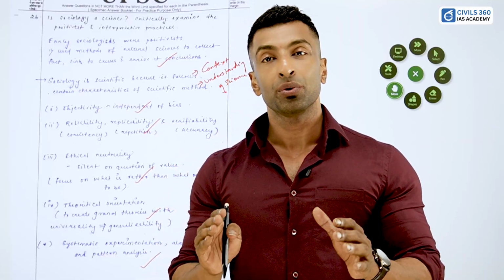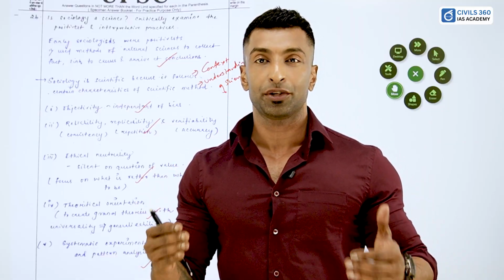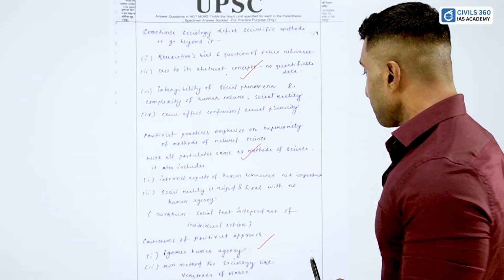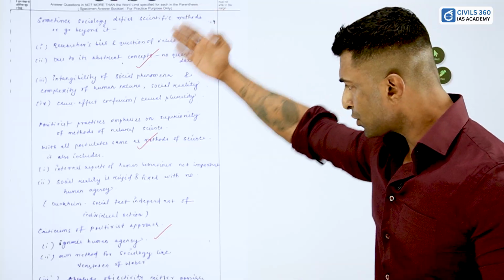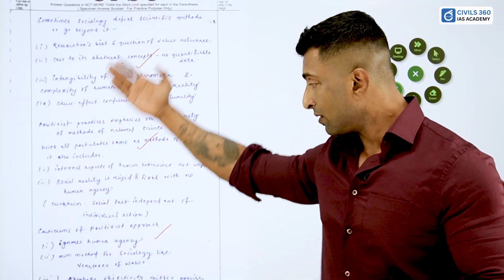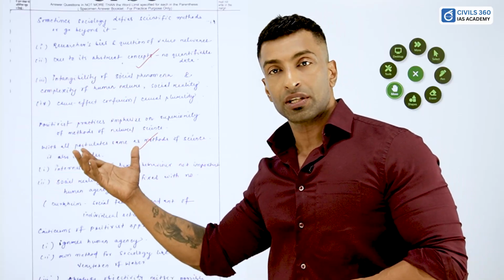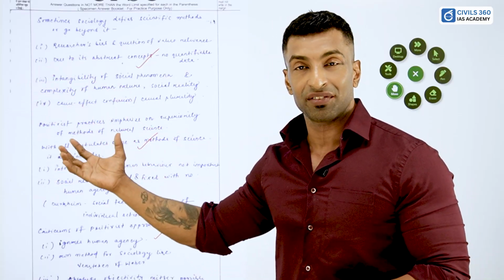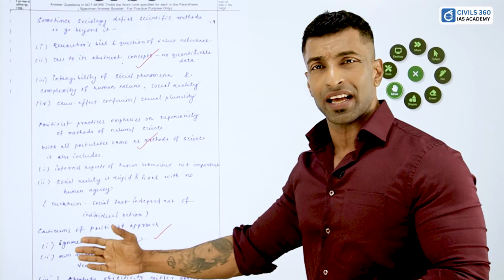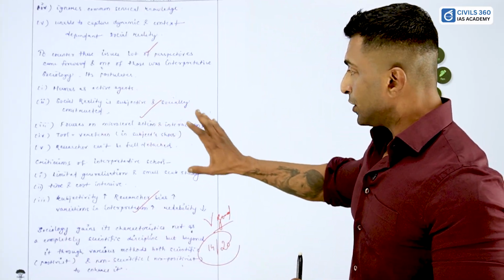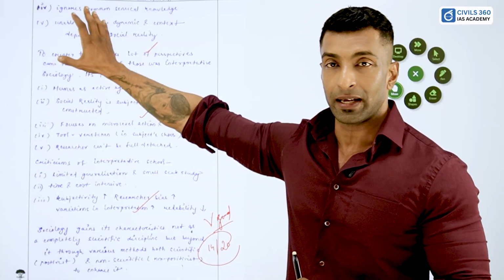So this is the clarity that you need to have when you're writing the answer. That's the thing that is missing here. Otherwise, all the elements have been written, all the criticisms have been written, right? Positivist argument is written, non-positivist argument is written, objectivity, subjectivity is written, inductive, deductive, everything is there. But that line is missing. That's the only issue. If you look at it, everything is there.